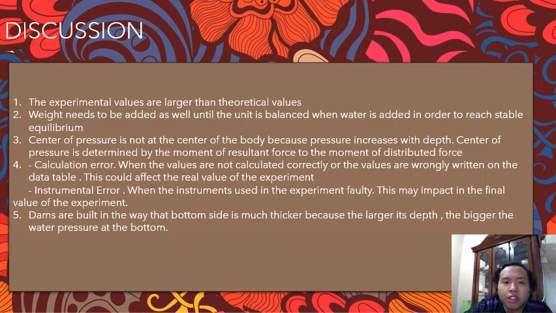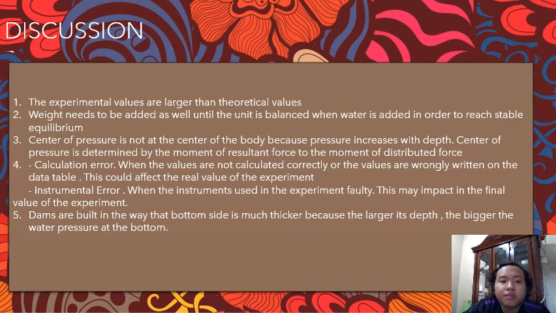Okay, this is the discussion based on the discussion in the lab sheet, so this is the answer. First, the experimental value is larger than the theoretical value. A second weight needs to be added as well until the unit is balanced when water is added in order to reach stable equilibrium. Number 3, center of pressure is not at the center of the body because pressure increases with depth. Center of pressure is determined by the movement of resultant force to the movement of distributed force.